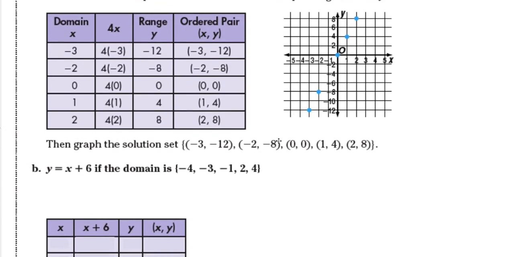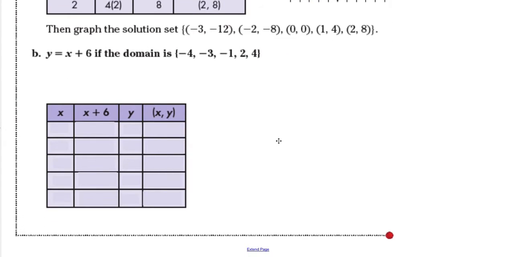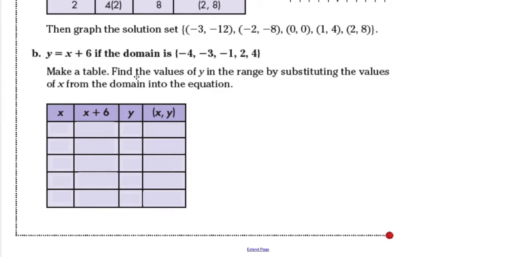Let's take a look at example number 2. y equals x plus 6 if the domain is -4, -3, -1, 2, and 4. Again, we make a table, find the values for y in the range by substituting the values of x from the domain into the equation. So we put all the values of -4, -3, -1, 2, and 4. And then we substitute the values, we end up with 2.